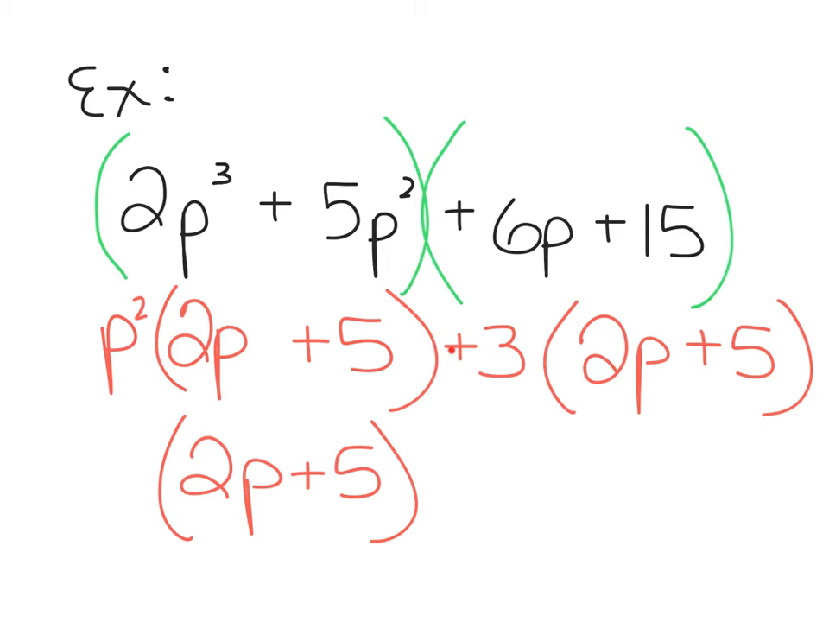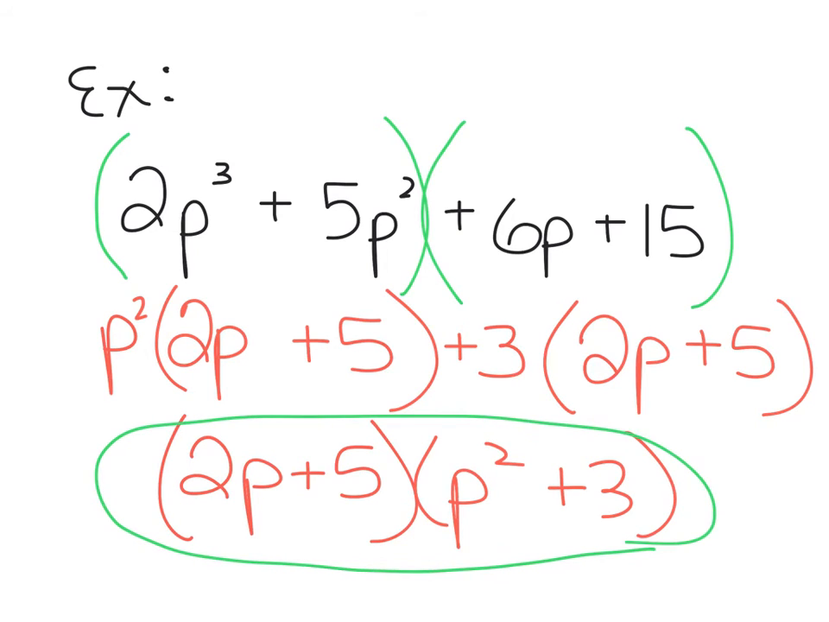So p squared plus 3. So these are your factors. Factoring by grouping. And again, how will we check it? We can multiply it back out and we'll get the original polynomial.